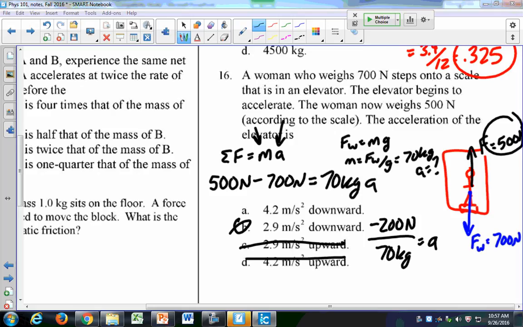This is my positive force. This is my negative force. This is my mass, which I have to find because it's not given. The weight is 700 divided by the acceleration due to gravity, which is 10. And then that gives us, we can solve for acceleration, negative 3.